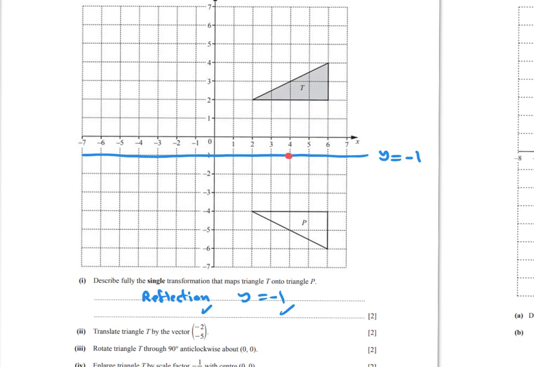Now we can draw the triangle. We don't need to find the image for each point. So this is our triangle. Of course, use the ruler to join them.